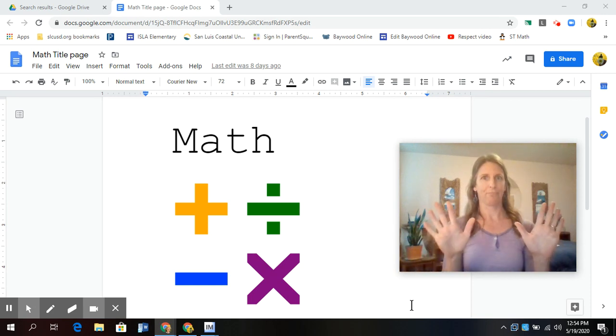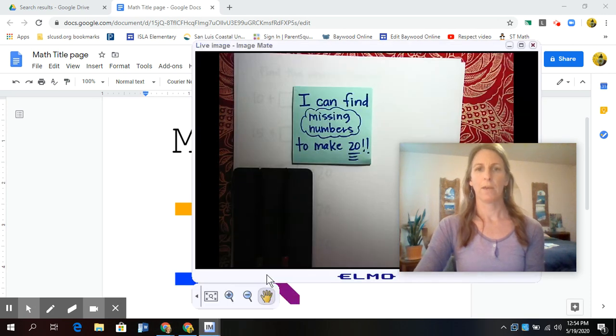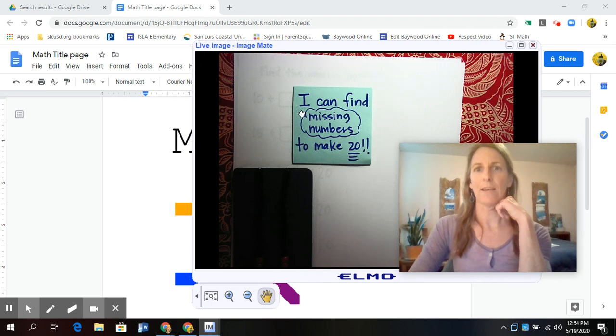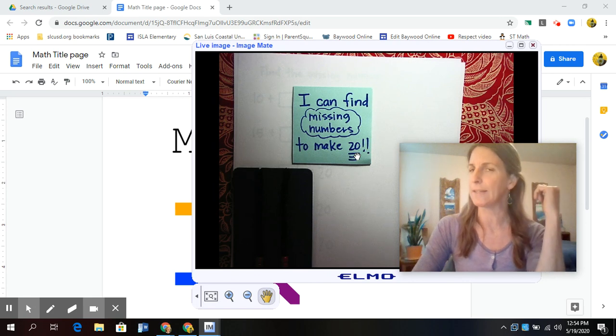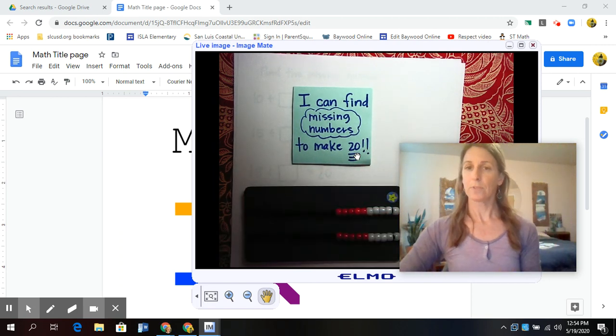Okay, here we go. Math today has this I can statement. Read it along with me. It says, I can find missing numbers to make 20. That's right, we're not making 10 anymore. We are making 20.